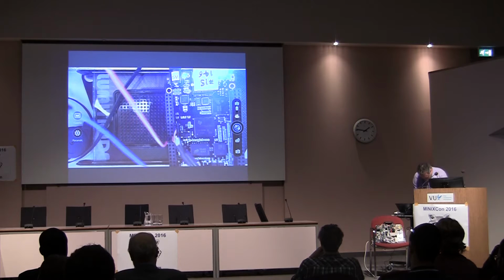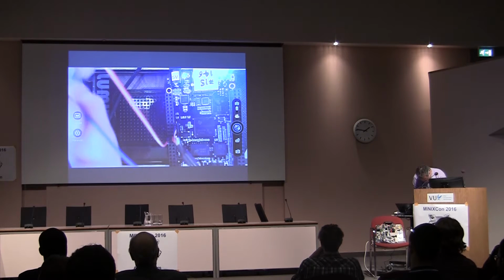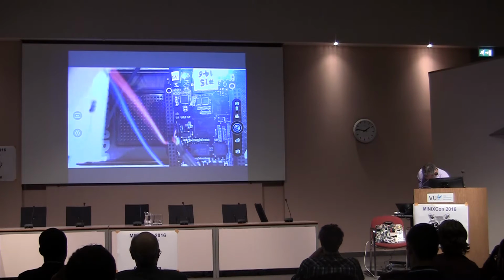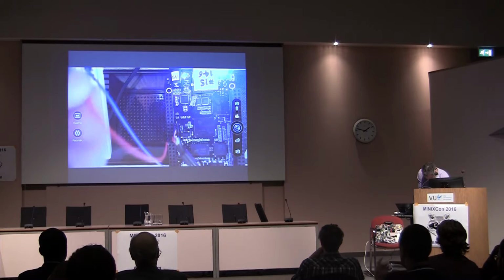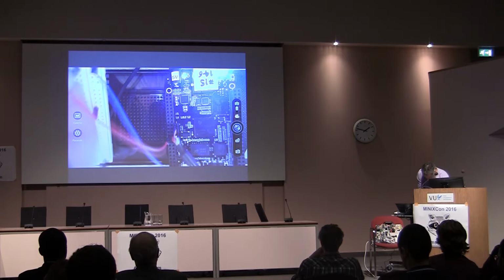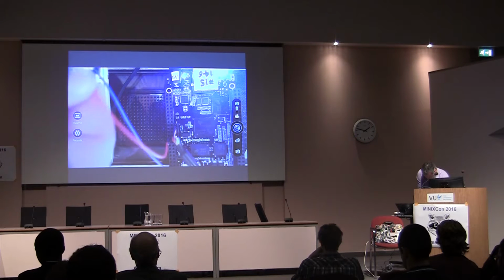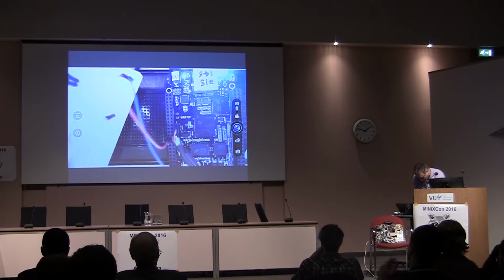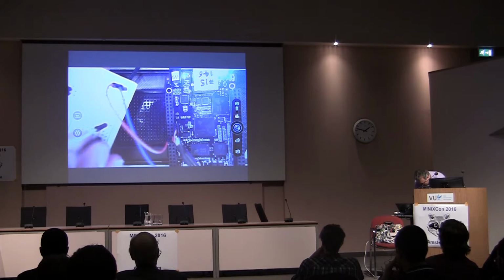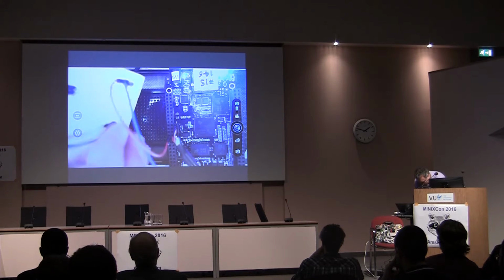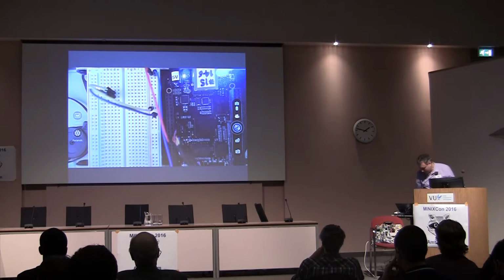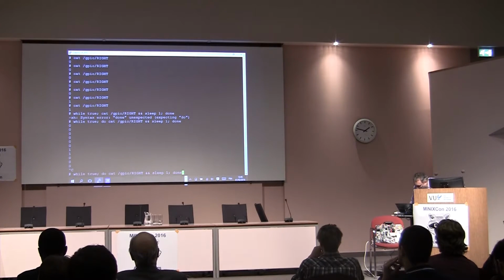Probably I should be safe and avoid frying something. So that. Attaching ground and aim right. Okay, there it is. Attaching ground and VCC 3.3 volts to those rails, and we should see some LED light up if we get this right.